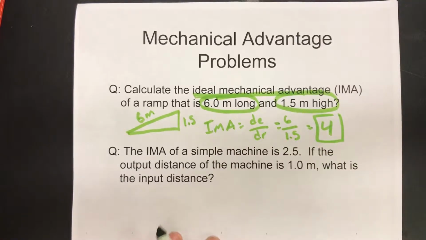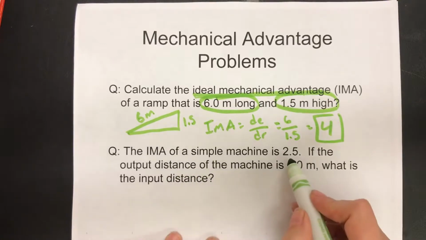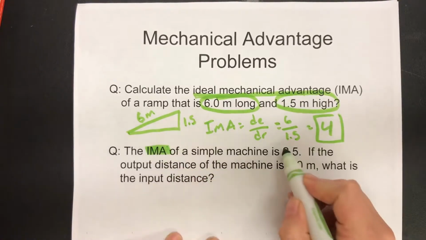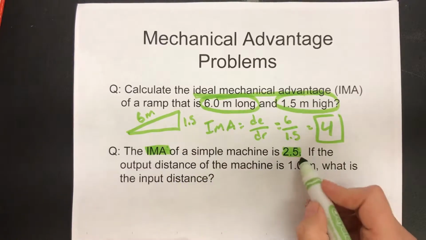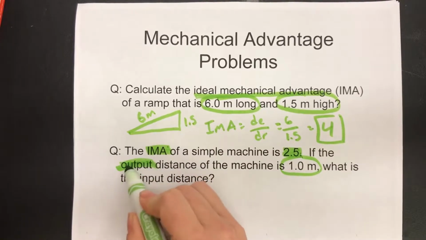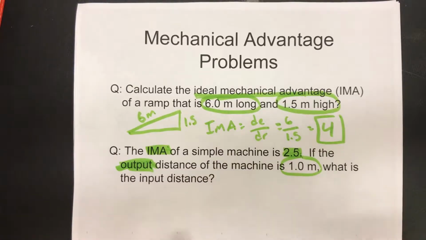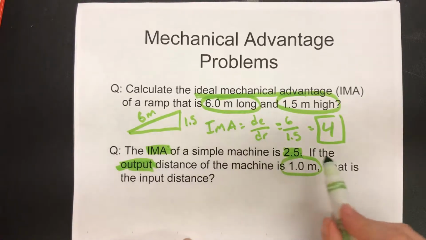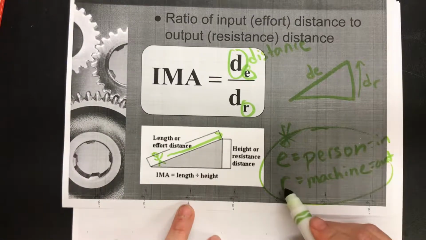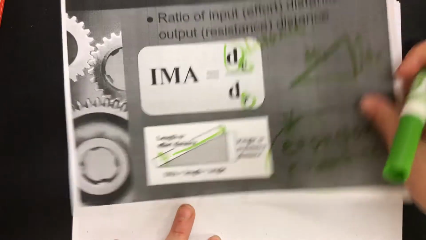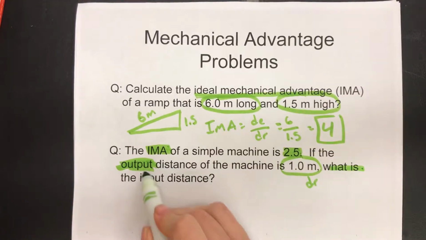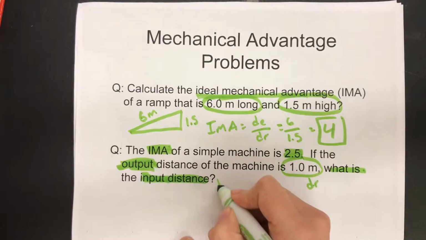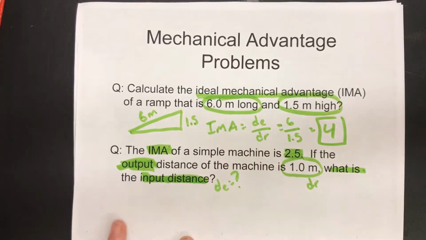Okay, so let's look at the second example. IMA of a simple machine is 2.5, so the IMA is 2.5. If the output distance of the machine is 1 meter, so the output distance, you've got to look for keywords. It's not just looking at units this time. The output, remember, if you look back at this equation, the output is the same thing as the resistance. That means this value is our DR. What is the input distance? So input distance is the same thing as DE. So you're looking for DE.